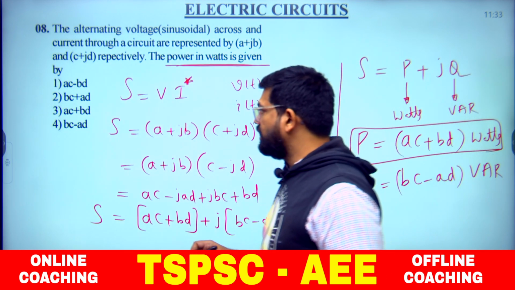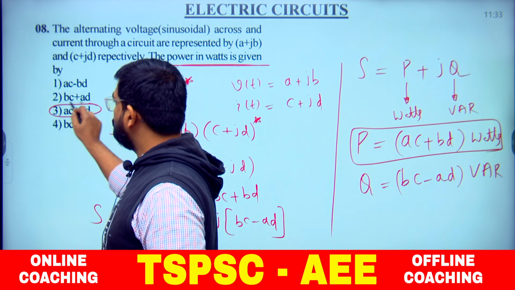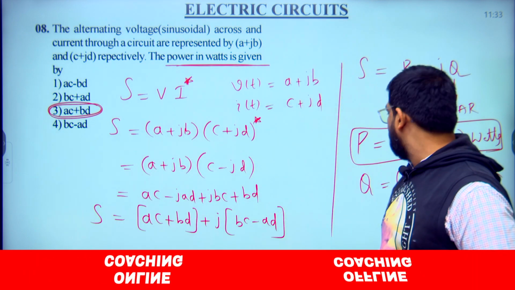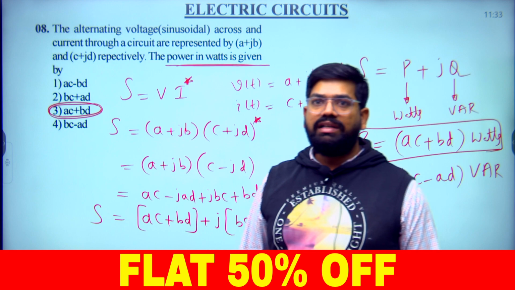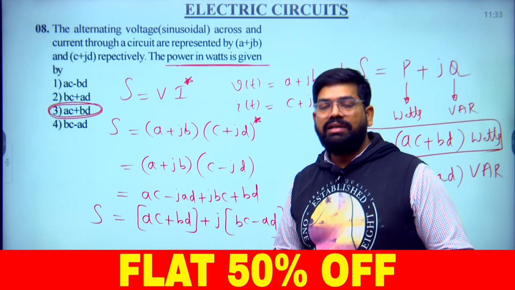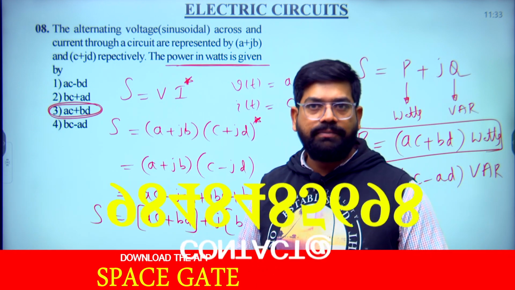So, we have to take that option. So, AC plus BD is the right answer. BC minus AD is also present, but this is valid only when we have reactive power. Understood how you are finding powers in this case? Now move on to the next question.